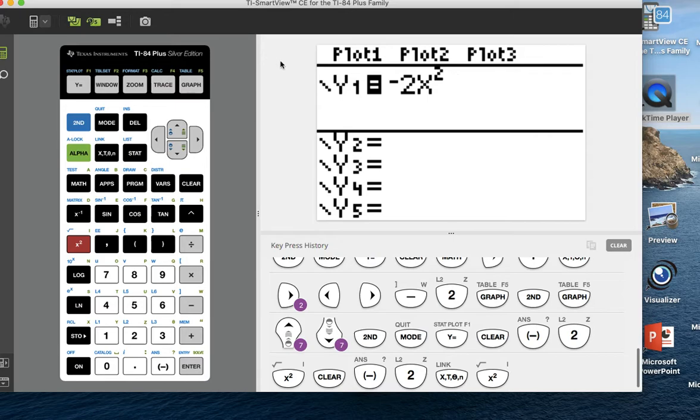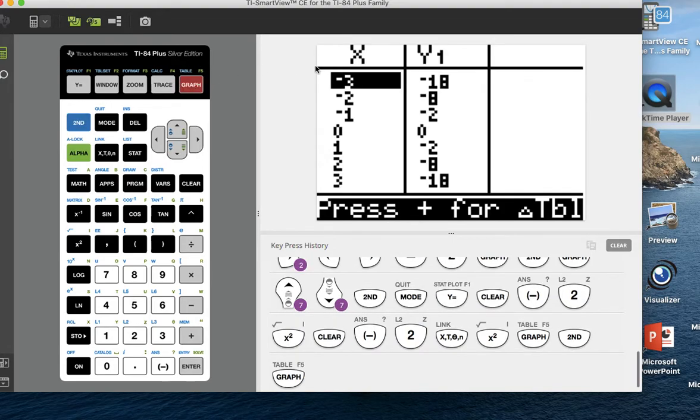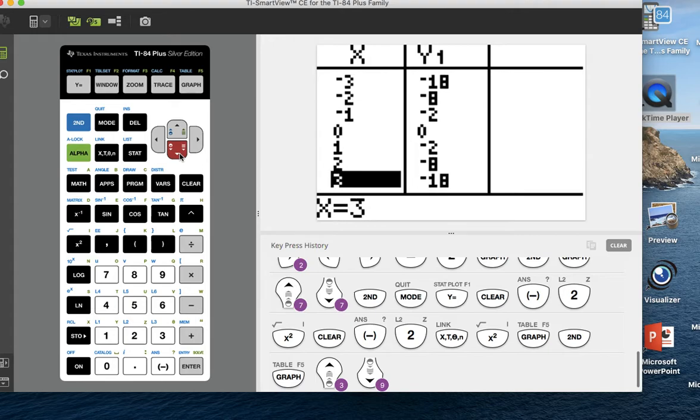Let's go ahead and take a look at the graph on this. So I press graph, and it's right down here. And in 2.1, you're going to learn what the shape of this graph is and what just happened here. And let's go look at that table. Table is the blue key, second, graph, and I can page through all of these, scrolling up and down to find values to complete my table, which is what I'm going to have to do in lesson 2.1.